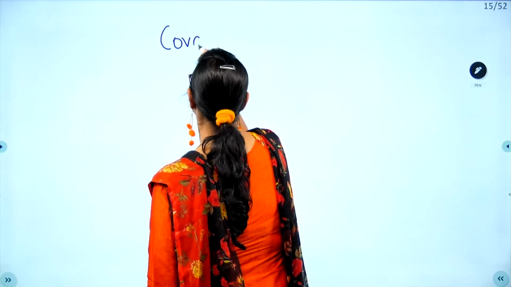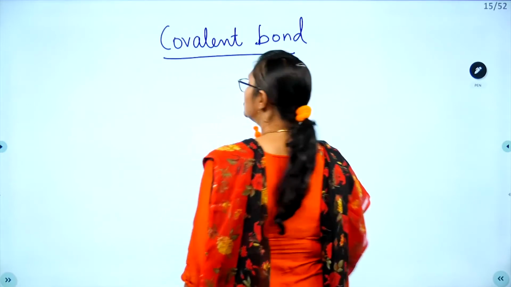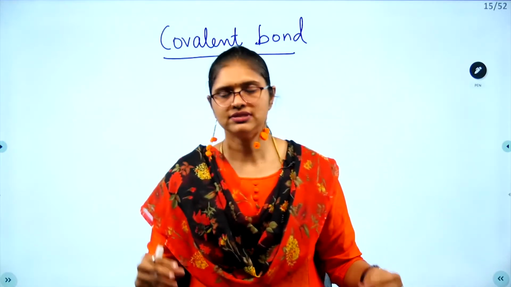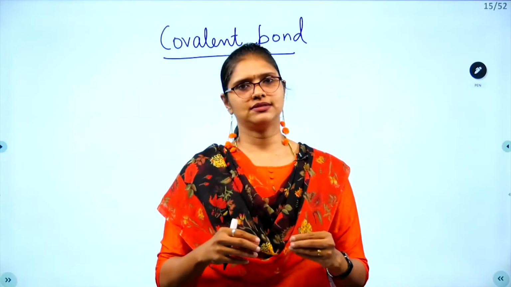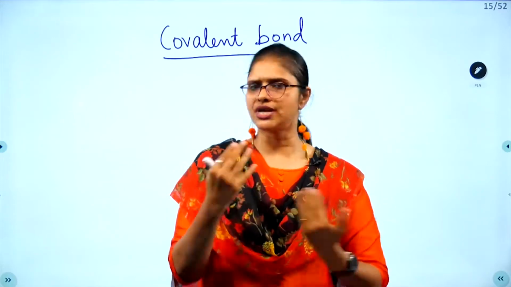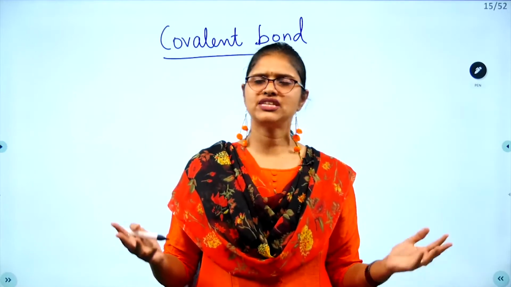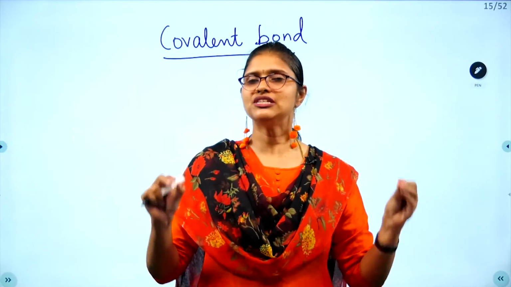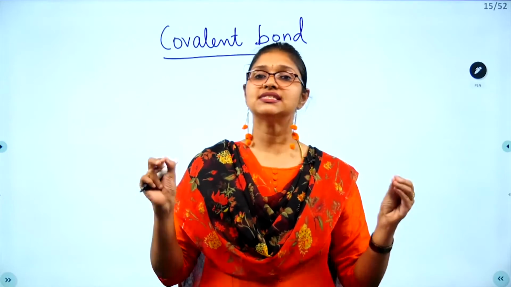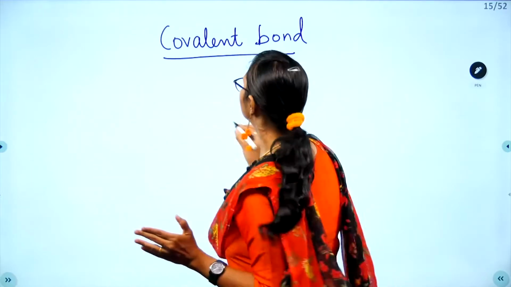What is a covalent bond? It's the mutual sharing of electrons between 2 non-metals. I will give 1 electron, you also give 1 electron, and both of us will share electrons, to attain an octet or duplet, a stable configuration basically. So the mutual sharing of electrons between 2 non-metals in order to attain stability is called a covalent bond. Now let us see the definition.